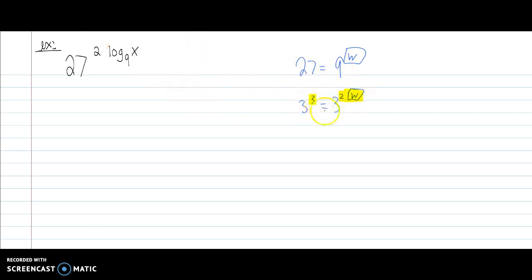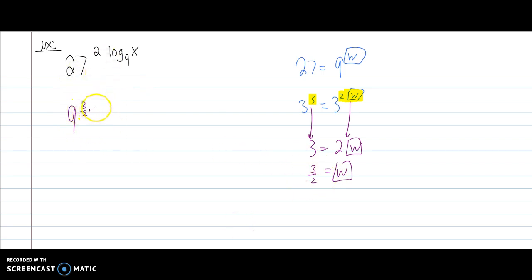Since they have the common base of 3, those two exponents are equal to each other. So now I can say these exponents, 3 and 2w, are equal to each other. If I divide both sides by 2, then my exponent is 3/2. In other words, the number 27 is equivalent to saying 9 to the 3/2.